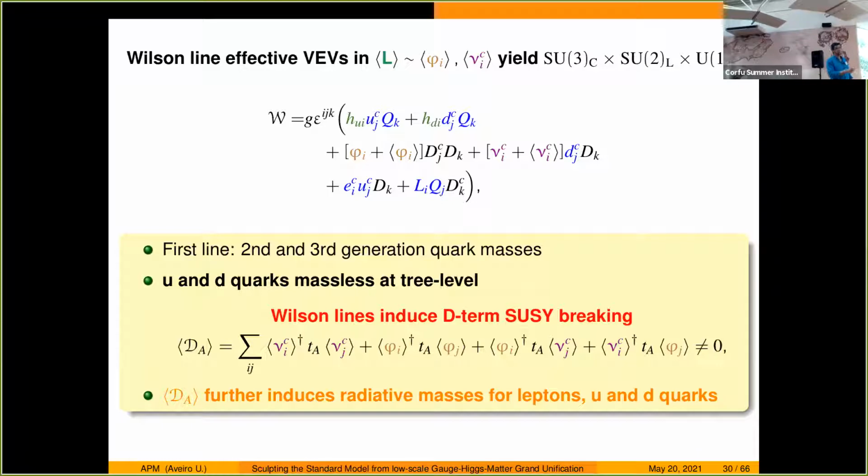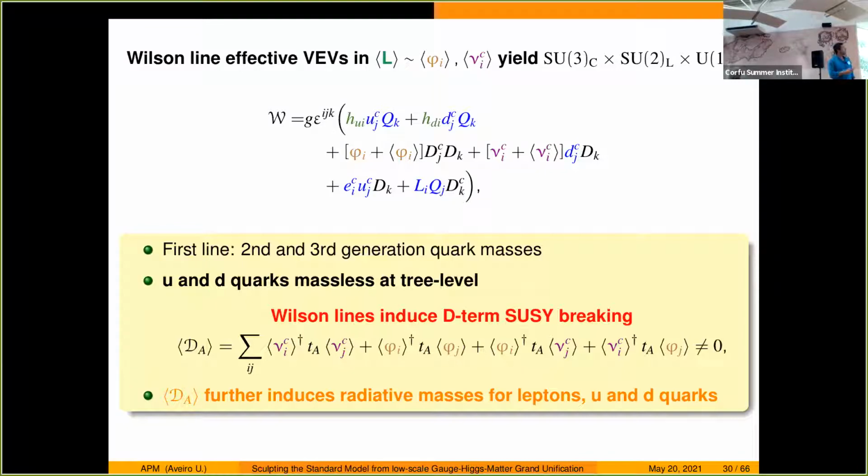But once you do so, this gives mass to only second and third generation quark masses because of this anti-symmetry here. And this g is the unified gauge coupling. You only have second and third generation quark masses. U and D quarks are massless at tree level.